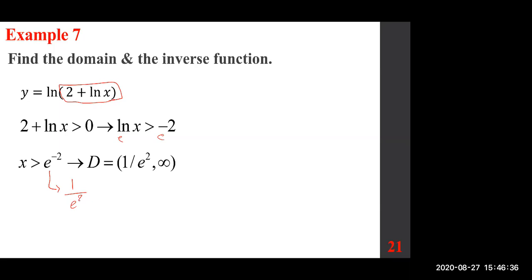So the domain is 1 over e squared precisely. What is 1 over e squared? It's just a number. You can look up, you can put it into a calculator for an approximation. I'm not interested in that. And to infinity.